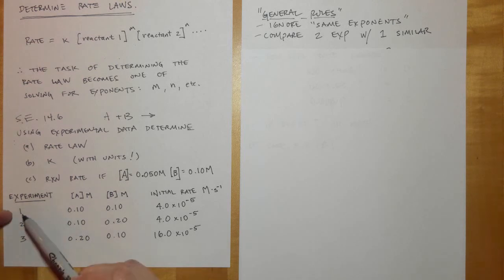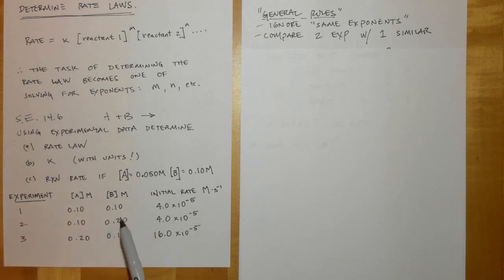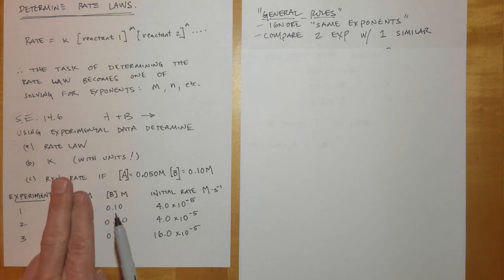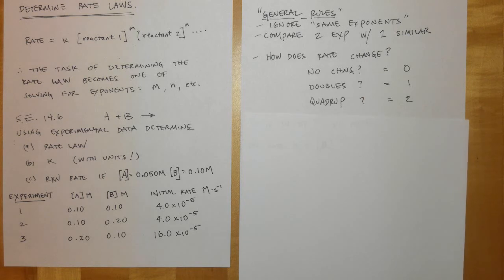The second thing is that you want to compare 2 experiments with one similar concentration. For example, we'll compare experiment 1 to experiment 2, and you'll notice A is the same from 1 to 2, but B doubles. Since A is not changing, that's out of the equation. It will not affect the change of the rate, because it stays the same. The only thing that's going to happen is B is going to double, and that would be the only thing that would affect the initial rate. Or for example, if you look from 1 to 3, A doubles but B remains the same. So B goes out of the equation, and you can say, oh yeah, A doubles, what happens to the rate from 1 to 3? So compare 2 experiments with one similar concentration. Now, how does it change?